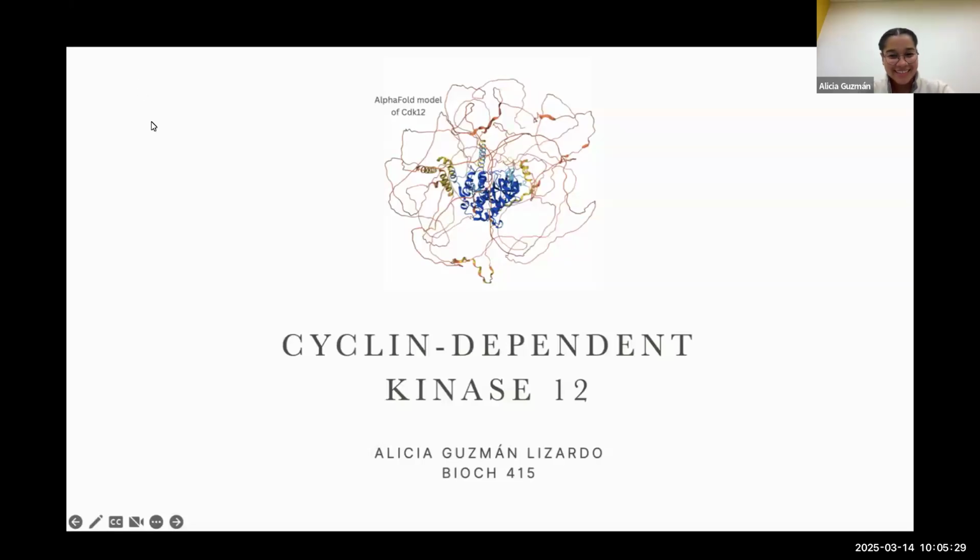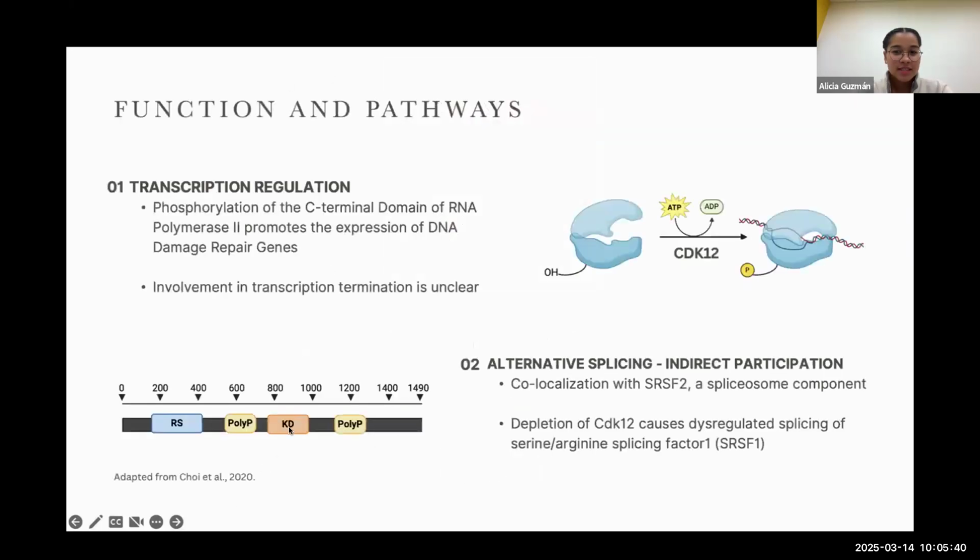Okay, so as I said, I'm going to be presenting a little bit about cyclin-dependent kinase 12, which is also referred to as CDK12. Here is the AlphaFold model of my kinase of choice. CDK12 is commonly known for its role in phosphorylation of the C-terminal domain of the RNA polymerase II, which then upregulates the expression of genes involved in DNA repair.